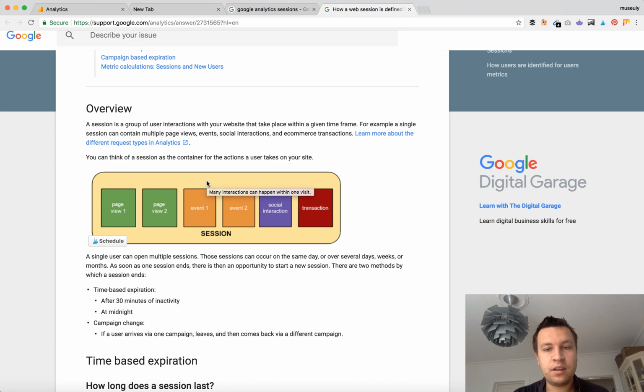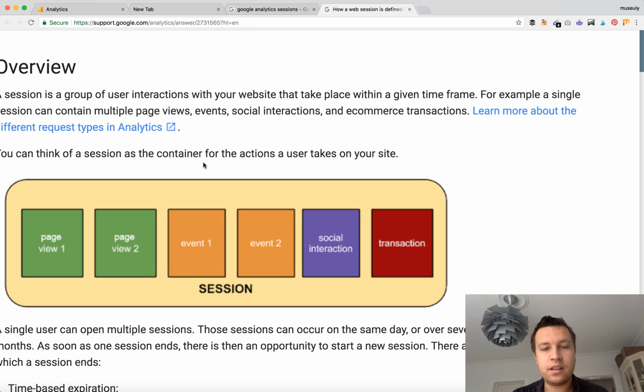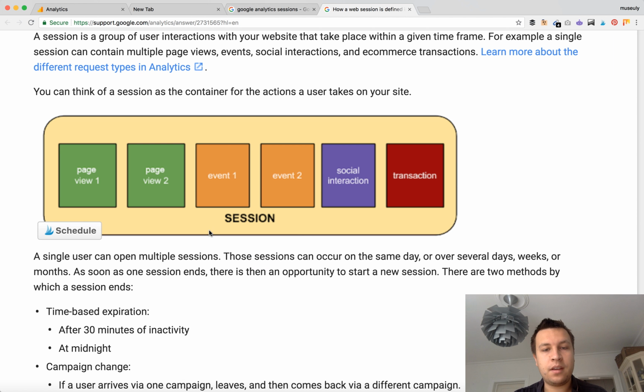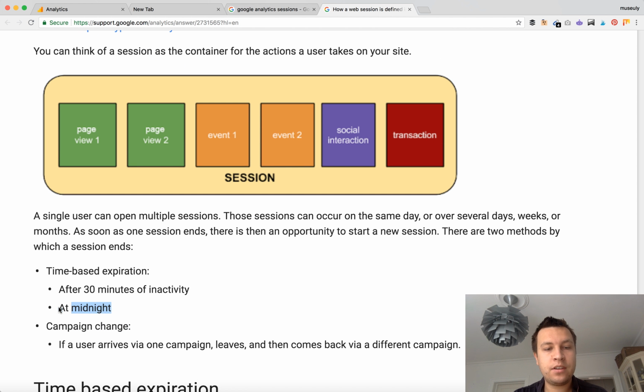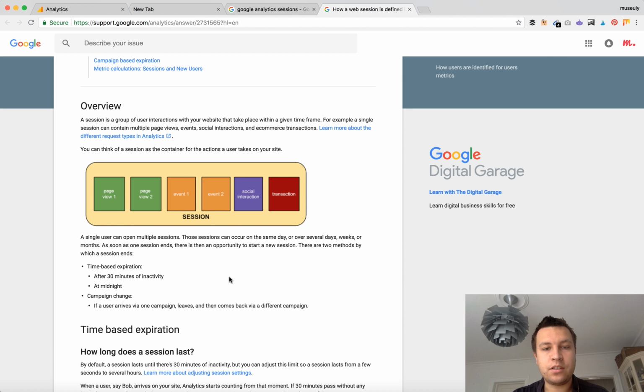So it can be a question why Google should do that. It's basically for better tracking and for better understanding of the user journey. Also, you need to remember that if a user went to your website and did all of these events, but then was inactive for 30 minutes, a new session will start again, or if there was a midnight or a campaign change. So if a user arrives via one campaign, leaves, and then comes back via a different campaign. So these are the limitations for sessions.